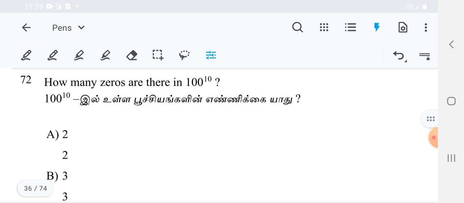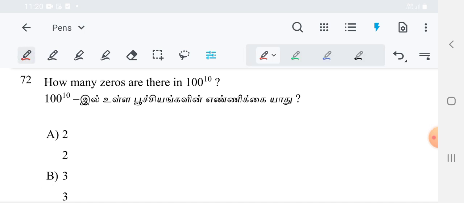Now the next one: how many zeros are there in 100 power 10? So this is the question. Both numbers are ending with zero. So how many zeros are there in 100 power 10?